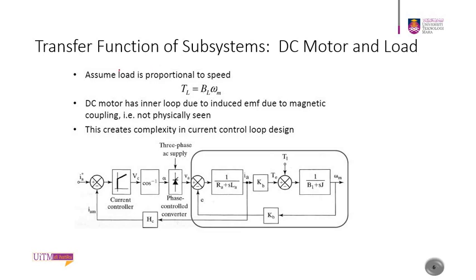In a subsystem, the DC motor and load can also be modeled. The assumed load is proportional to speed within this equation. The DC motor has an inner loop due to the induced EMF, due to magnetic coupling, and this creates complexity in the current control loop design.